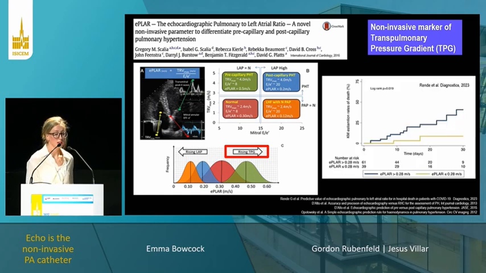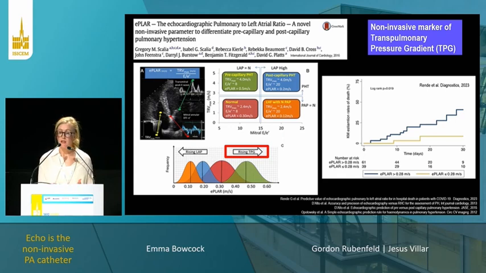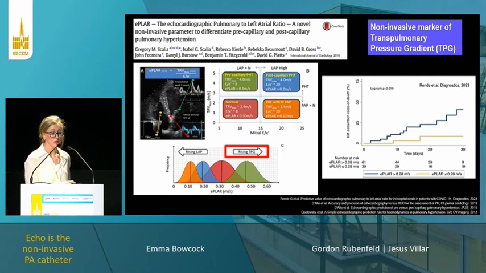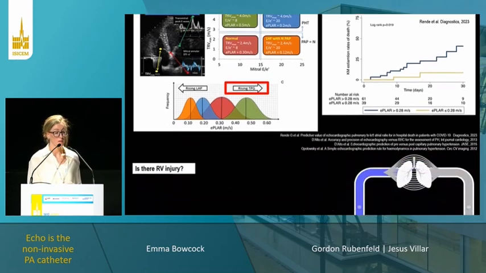And most recently, using the cutoff derived from the Scalia paper, Rende et al., in patients that were hospitalized for COVID-19, found that at admission, if patients had an EPLAR value of more than 2.8 meters per second, signifying raised TPG, they had higher short-term mortality. And I think this warrants further investigation in our patient groups.